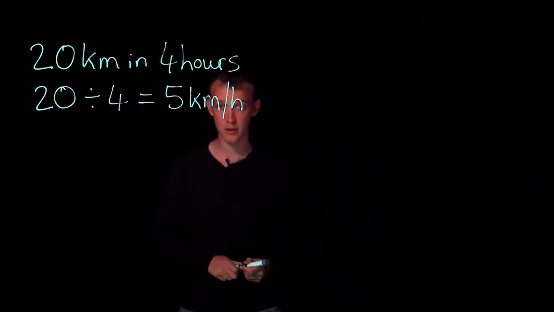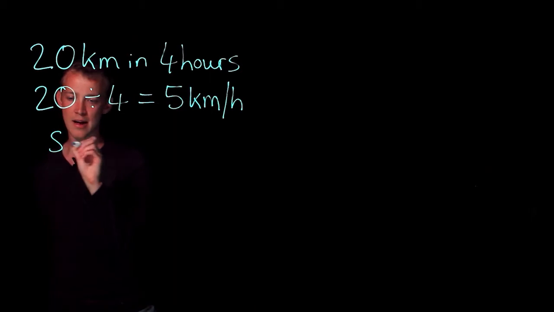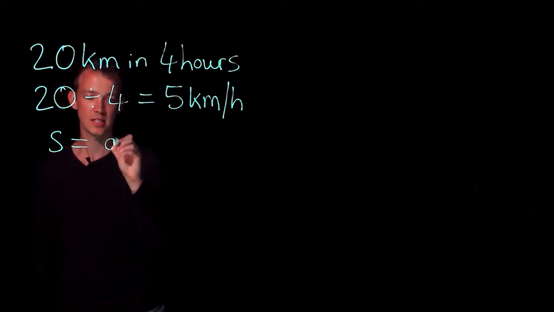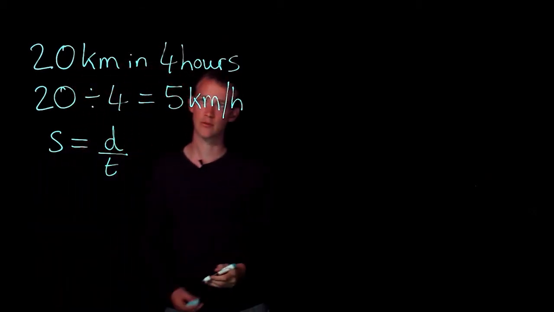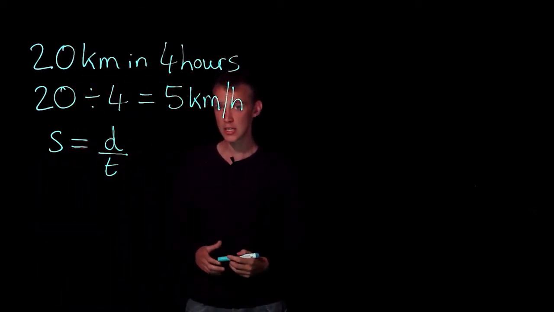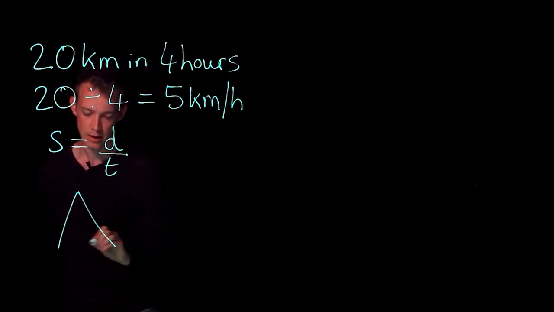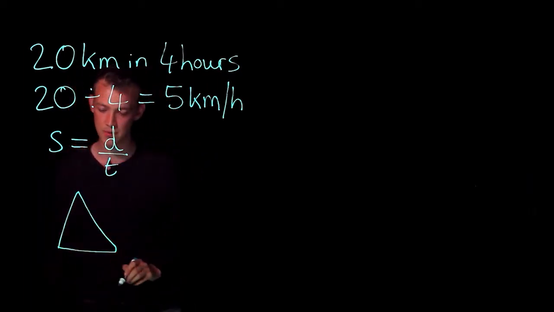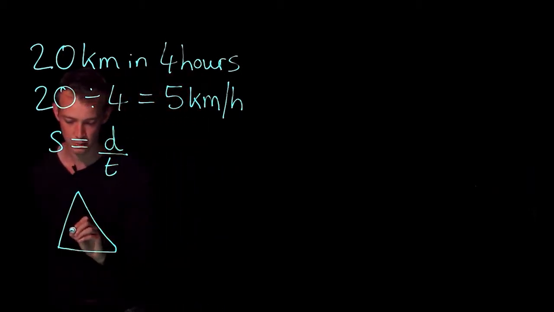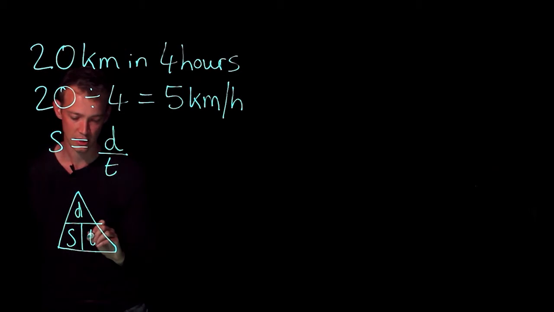Now what I've done there is I've used an equation which is that average speed is equal to the distance I travel divided by the time it takes me to travel. And we can use a triangle to express this formula. There are other ways of writing exactly the same thing for this. So I have got speed, distance, and time here.